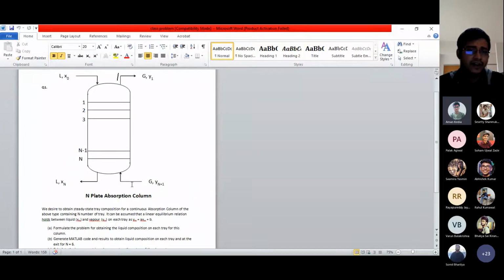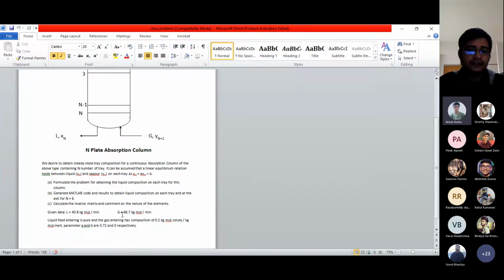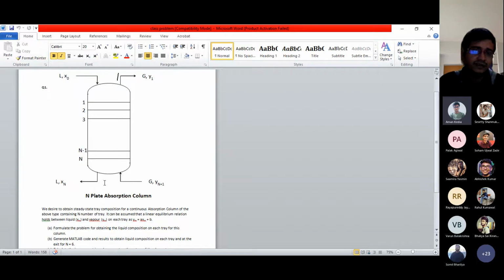Typically you have an idea about an absorber, right? A solute that is present in gas has to be absorbed in the liquid. The liquid entering at the top is pure, that means X0, the solute concentration, is 0. In fact, it is also given here that the liquid entering is pure, and the gas entering has a composition of 0.2 kgmol solute per kgmol inert. That gas enters from the bottom. G, y n plus 1 is its composition. n is given as 6. So accordingly you modify the diagram and set up the equations.